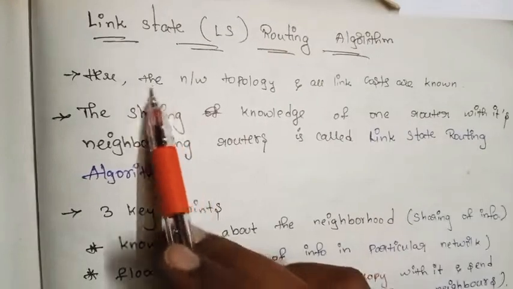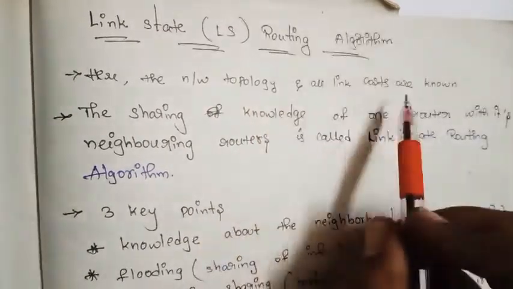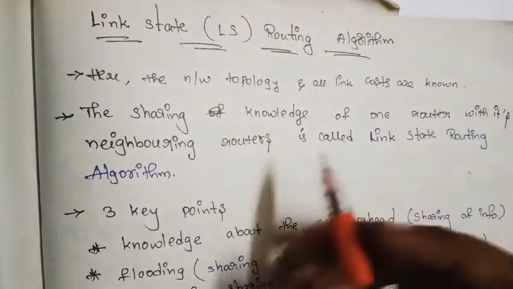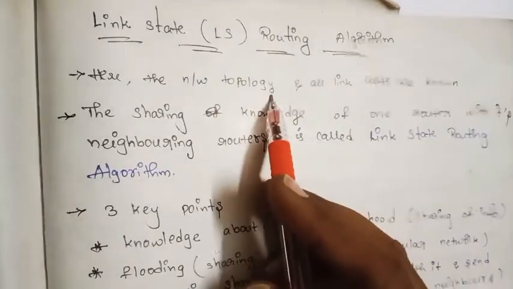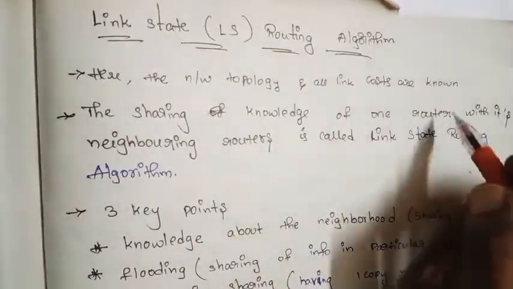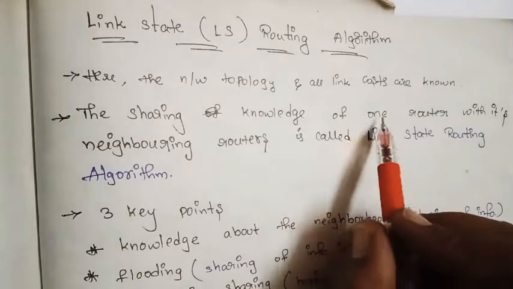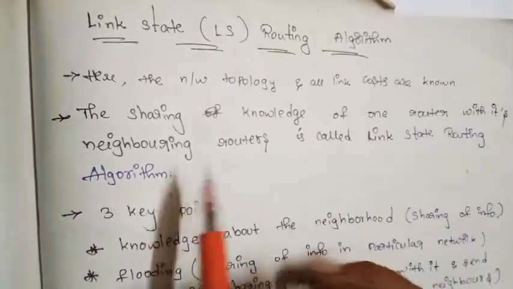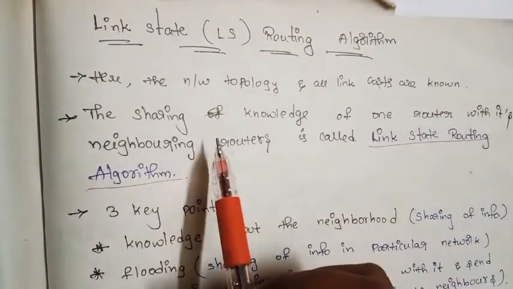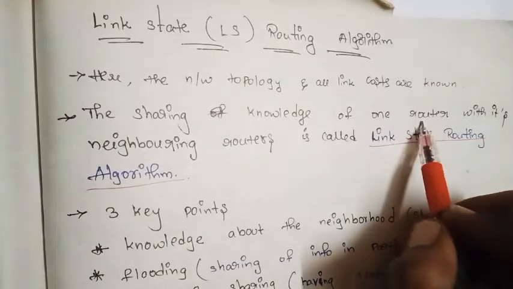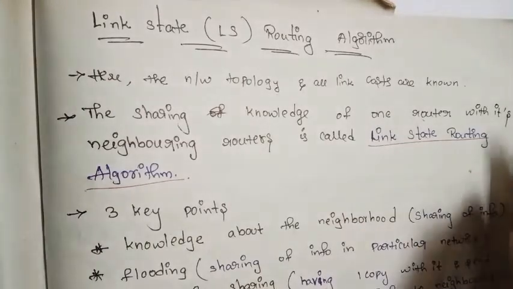See guys, this is the link state routing algorithm. Here the network topology and all link costs are known. That means if they give us any graph, then in that graph we will know the network topology and all the link costs. Whatever cost it has, we will know that. Here, the sharing of knowledge of one router with its neighboring routers is called the link state algorithm. That means whenever one router shares its knowledge with its neighboring routers, it is known as a link state routing algorithm.